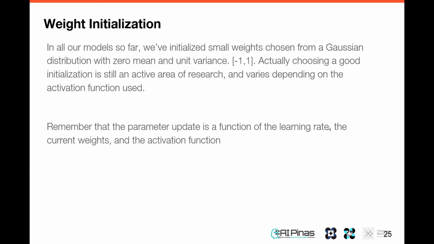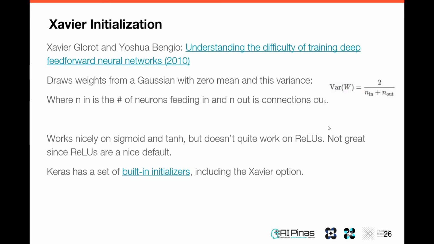And this is important because if you think about parameter update functions, it is a function of the current weights, the activation function, and the learning rate you choose. So here is a good default that's not the Gaussian choice that you can use. The Xavier initialization is strictly preferred to the Gaussian distribution for sigmoid and tanh methods. Here is the paper linked again in the write-up so that you can better understand it.